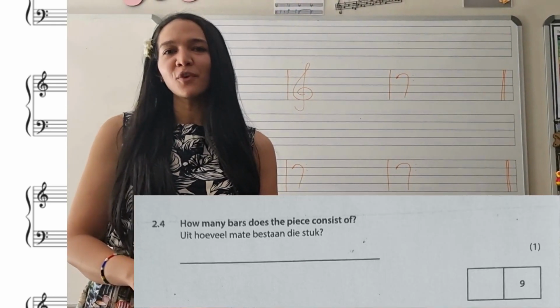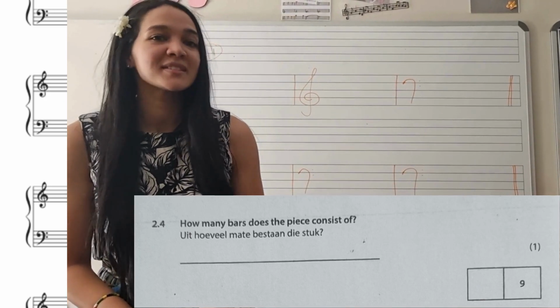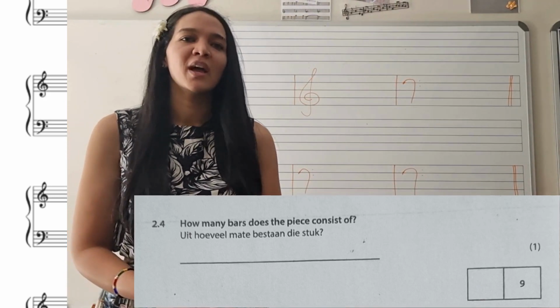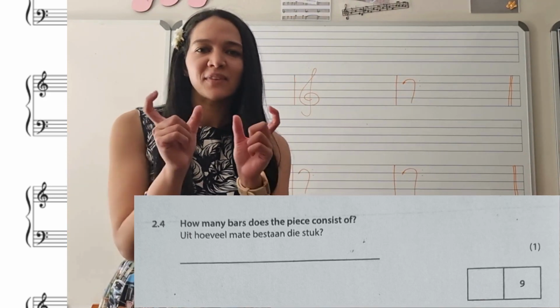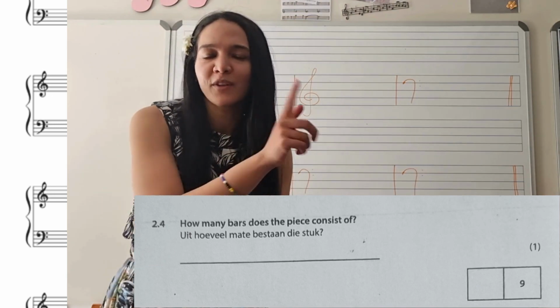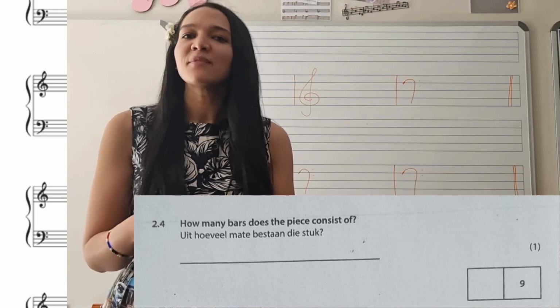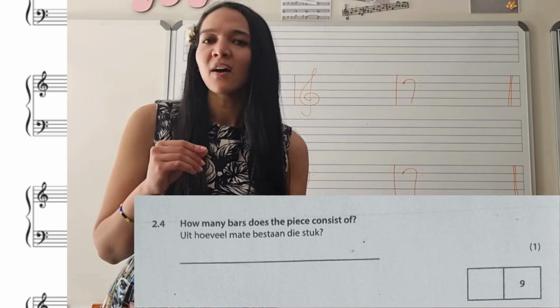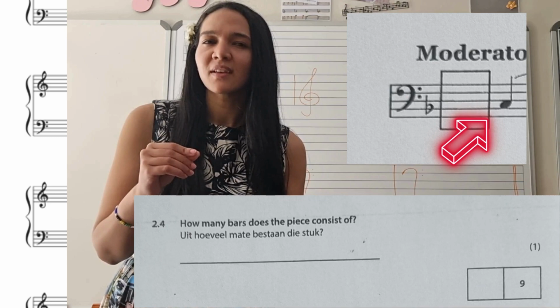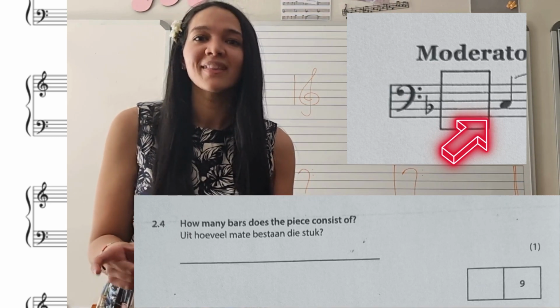In question 2.4, they ask of us, how many bars does this piece or extract consist of? And now we're not just going to go ahead and count every little rectangular block that we see, because remember we are in 4/4 time here, and the very first bar that we do see only consists of 1 crotchet. So that is not a full bar, that is an upbeat bar.